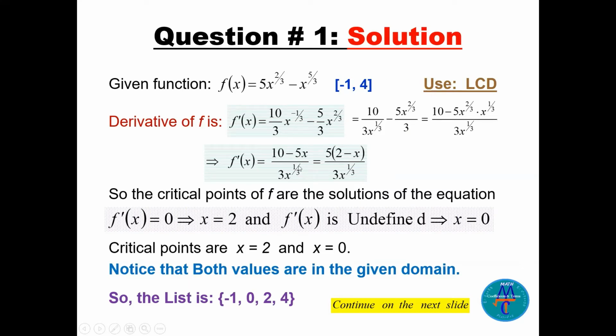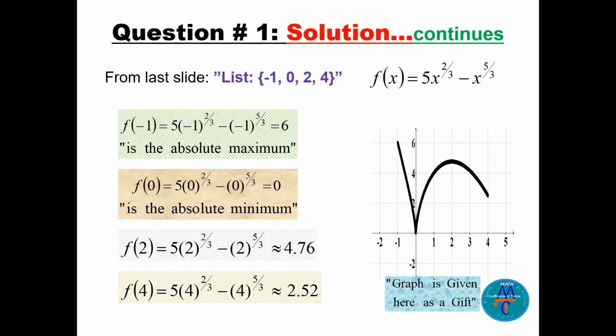So now we can make a list: the endpoints of the interval, minus 1 and 4, and we have found 0 and 2. So there are minus 1, 0, 2, and 4, four values to check to see where the maximum and the minimum are. Let's see. So now we have the list from the last slide: minus 1, 0, 2, and 4.